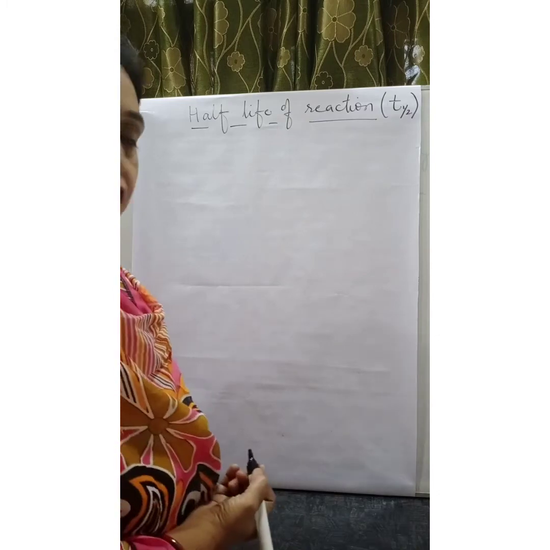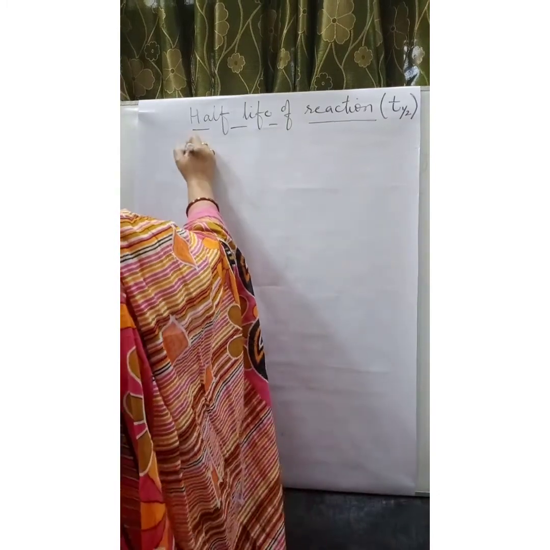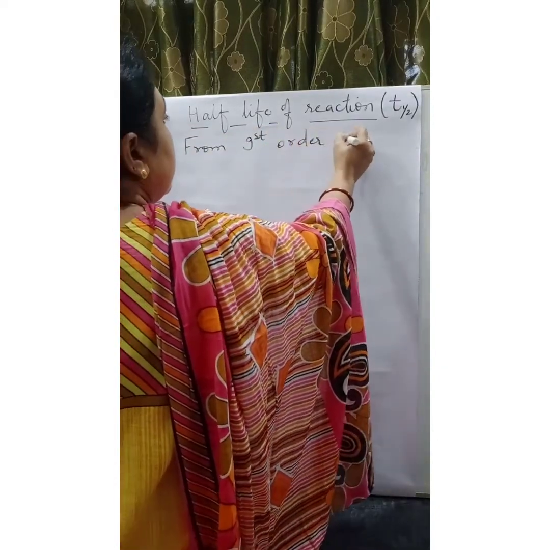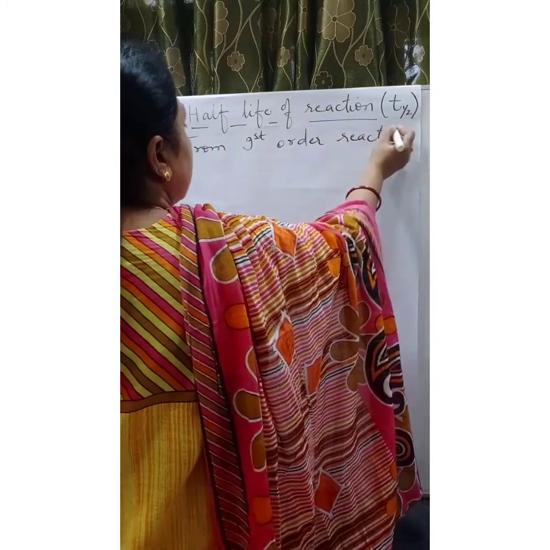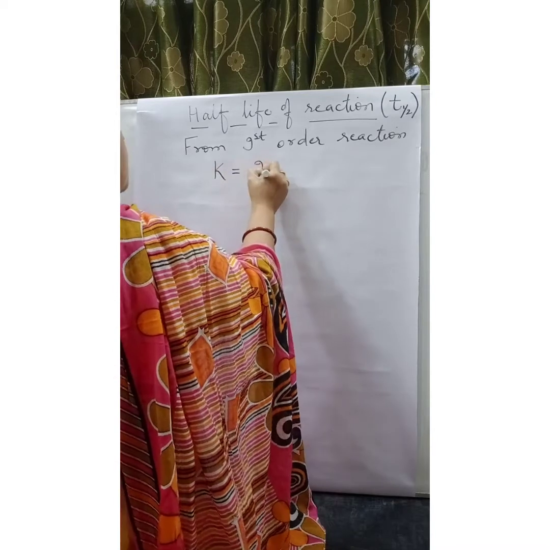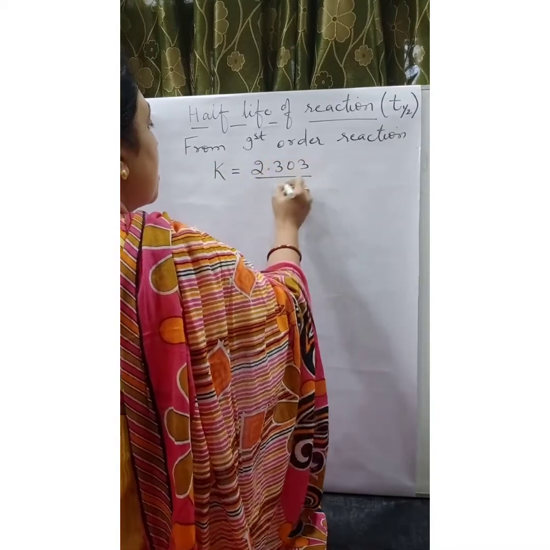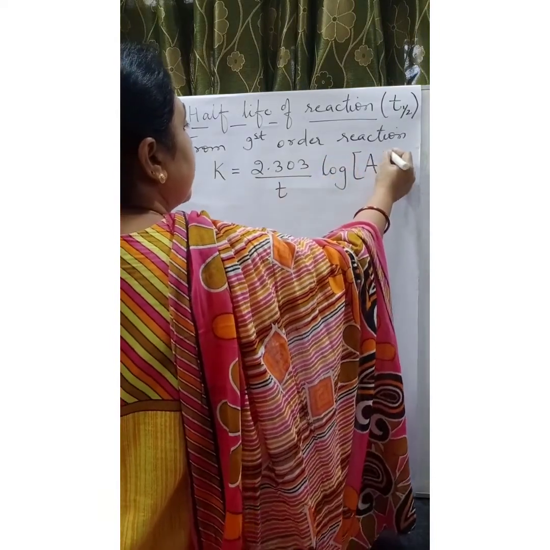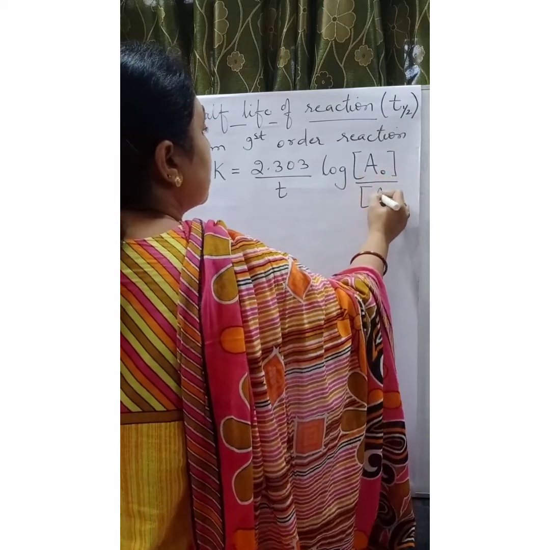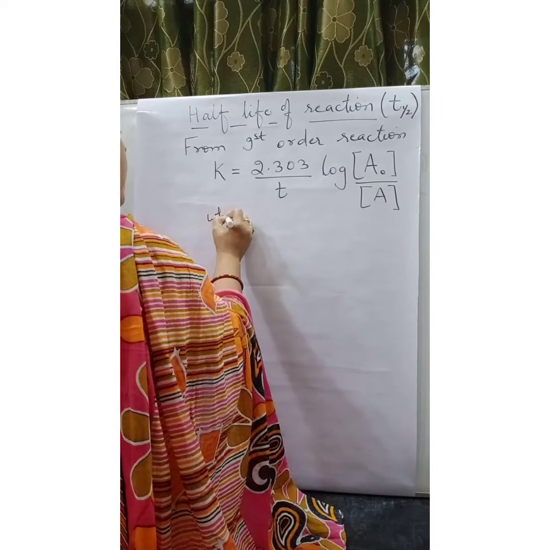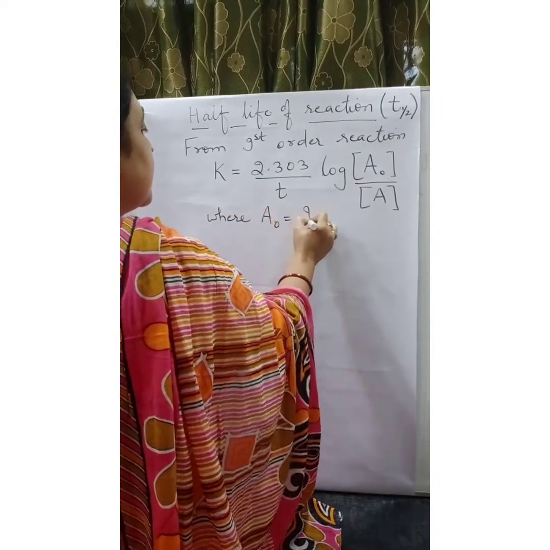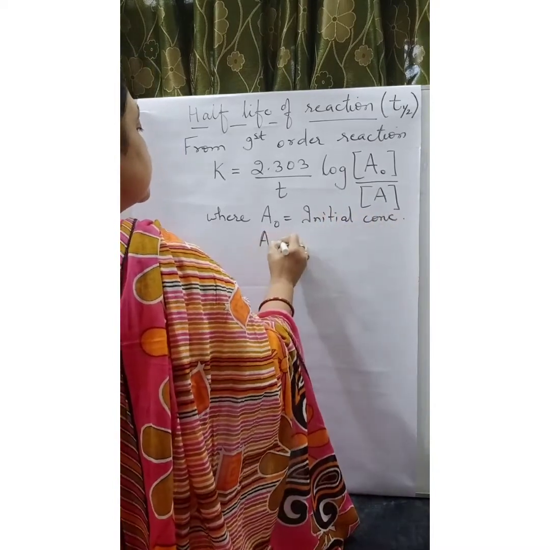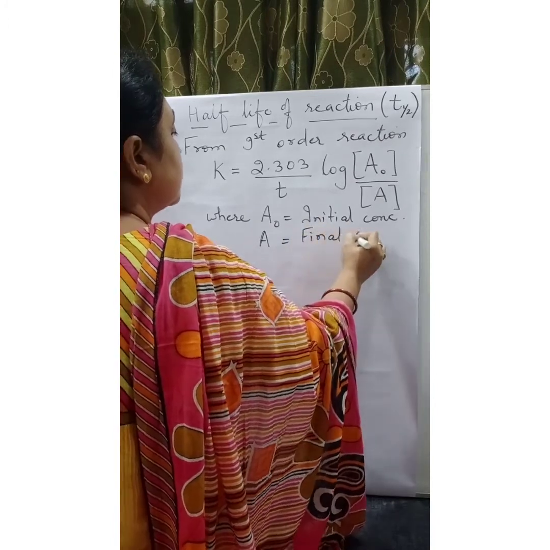Let us derive an expression for it. From first order reaction, we got this expression: K is equal to 2.303 upon T log of initial concentration A0 upon final concentration A, where A0 is the initial concentration, A is the final concentration.